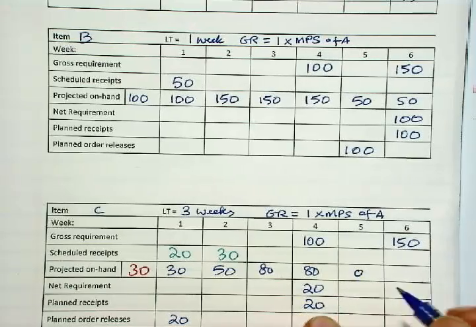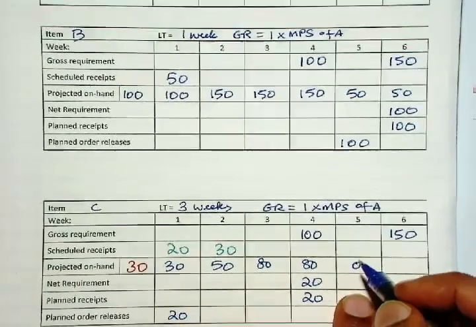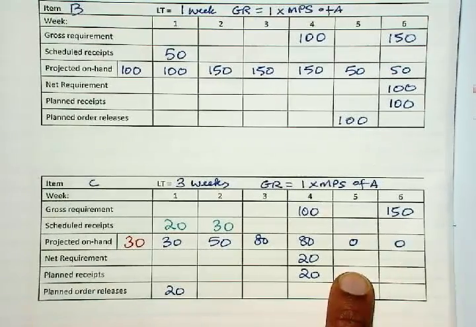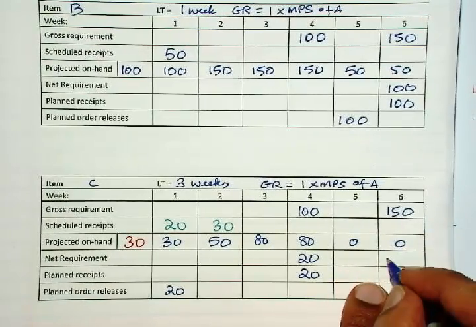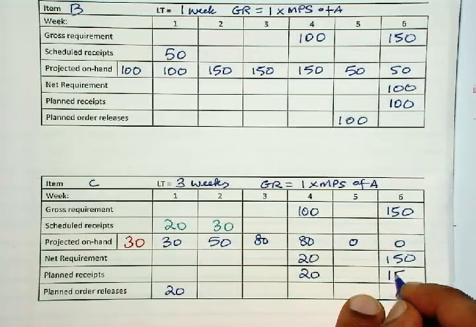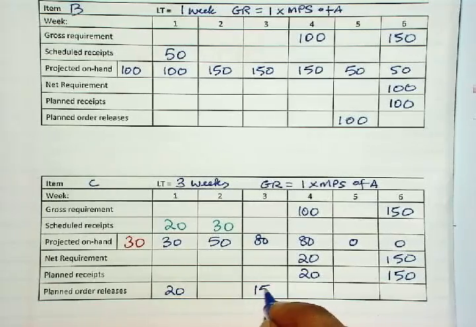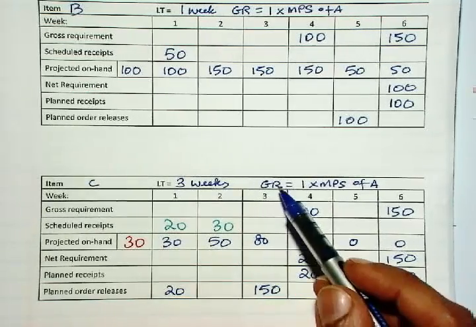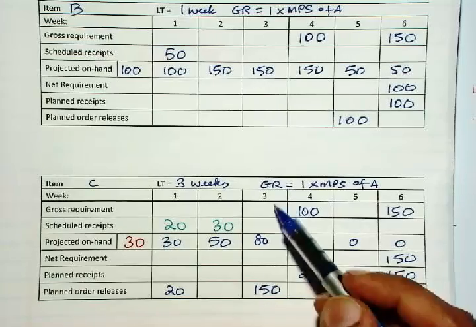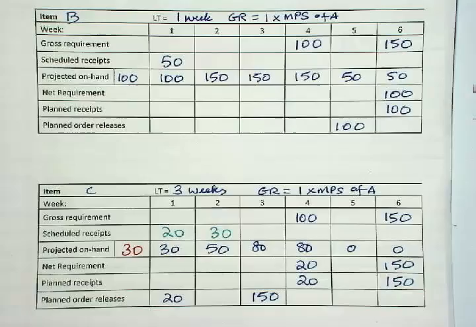So you'll have nothing left over at the beginning of week 5, no activity in week 5. So 0 at the beginning. So all of the 150 in the gross requirement will become net requirement and must be made available at the beginning of week 6. And a 3-week lead time will take this back 1, 2, 3 here to 150. So planned order release for C is 20 in week 1 and 150 in week 3.